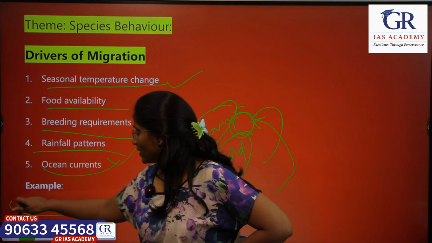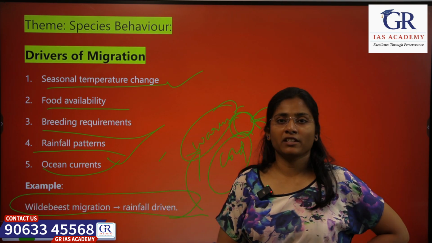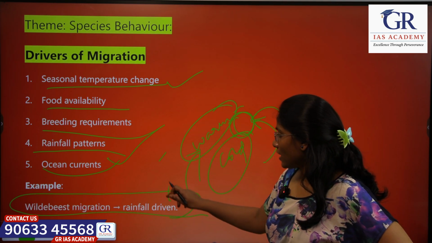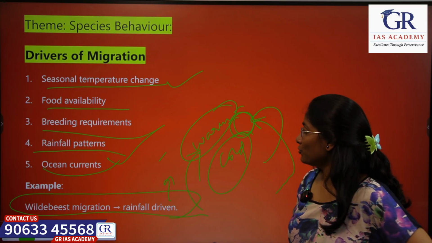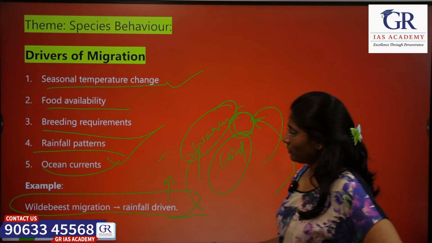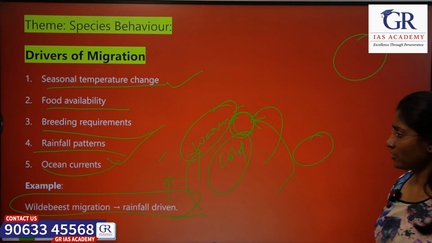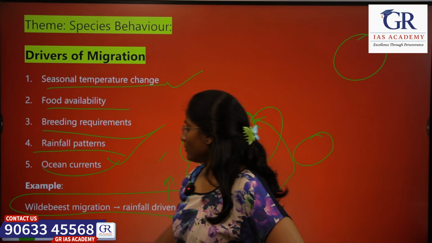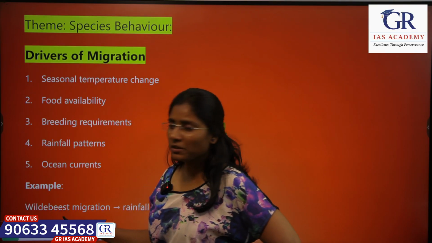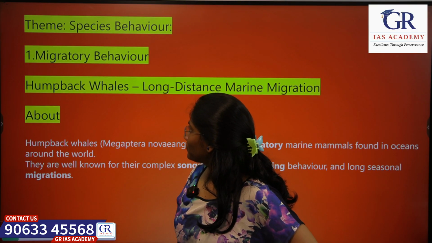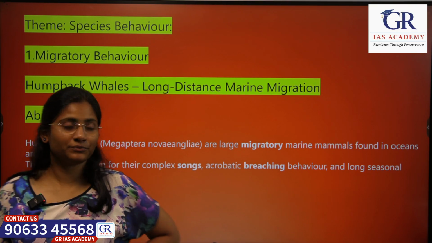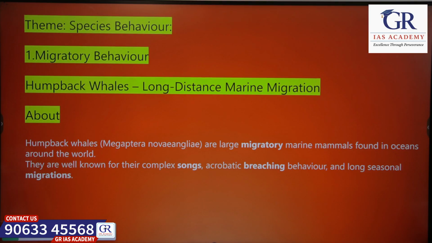So an example is the great migration of wildebeest, which is rainfall driven. They will move from the Serengeti plains to the Masai Mara region in East Africa. So that is one example of migration, and we will be discussing that in detail. So today our first topic is about humpback whales.